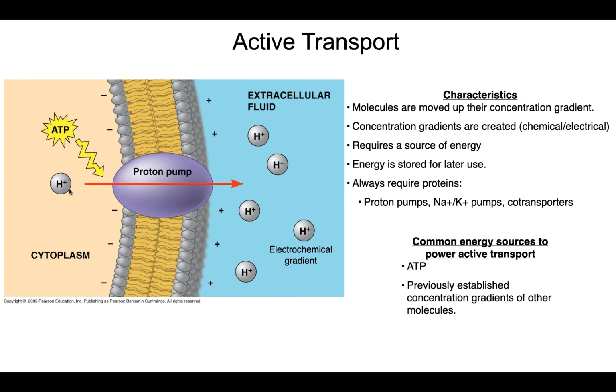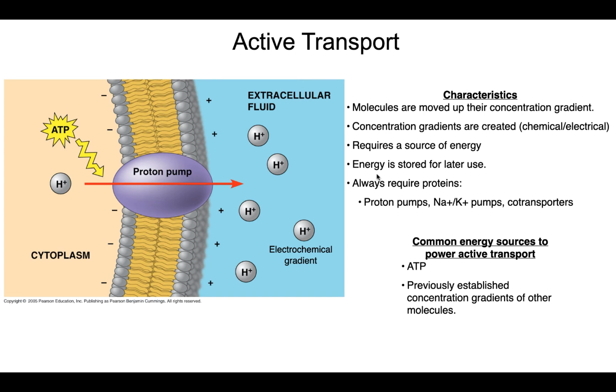We needed a source of energy to pump those protons against their concentration gradient, and stack them out here. Now those sources of energy can be ATP, it's kind of like the cellular battery, but the sources of energy can also be, as we'll see in the next slide, a previously established concentration gradient. Okay, we'll take a look at that in a minute.